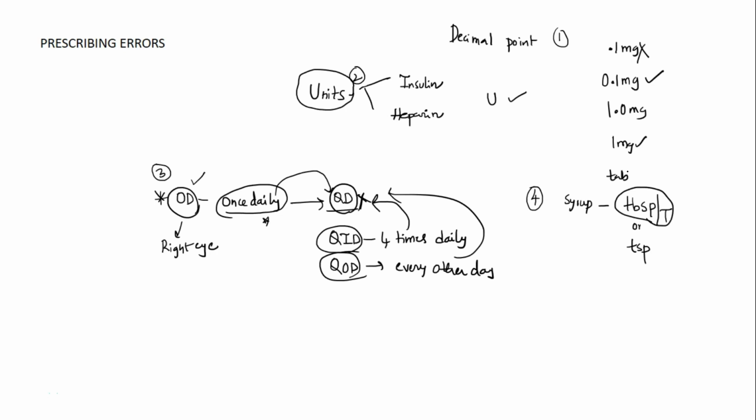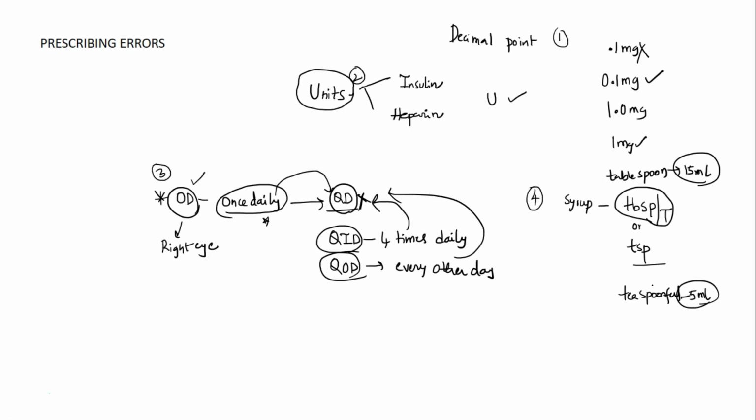Tablespoon, tablespoonful or teaspoonful. What is the difference between these two? Tablespoonful means 15 ml. Teaspoonful means 5 ml. So now you see the confusion. If you mention it as TBSP or TSP, the patient will get confused. He doesn't know whether to take 5 ml or 15 ml because teaspoon is different from tablespoon.